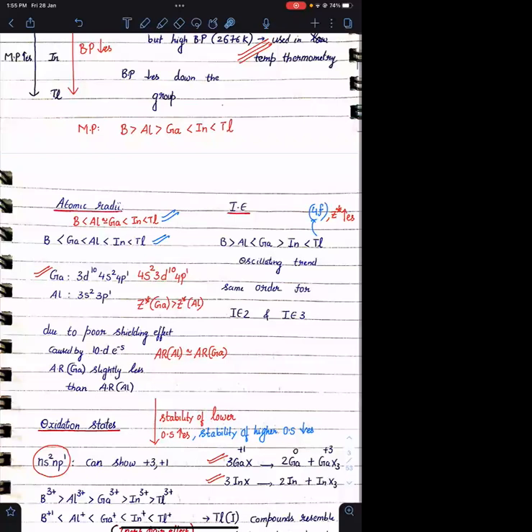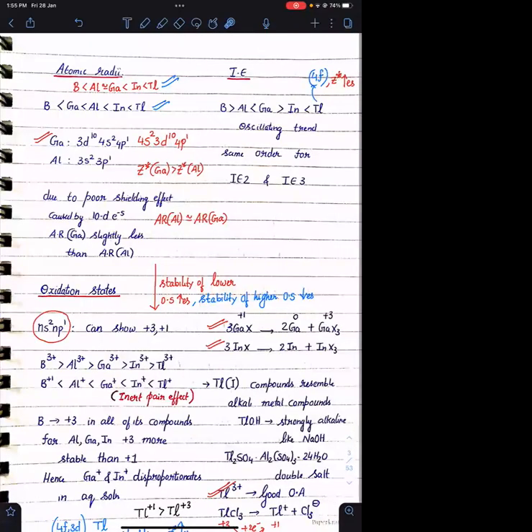We discussed atomic radii, which is important. In case of atomic radii, down the group, we expect the atomic radii to increase. Based on that, we would conclude gallium should have a greater atomic radius when compared to aluminium because of the greater number of shells in gallium. Gallium has 4 shells, aluminium has 3 shells.